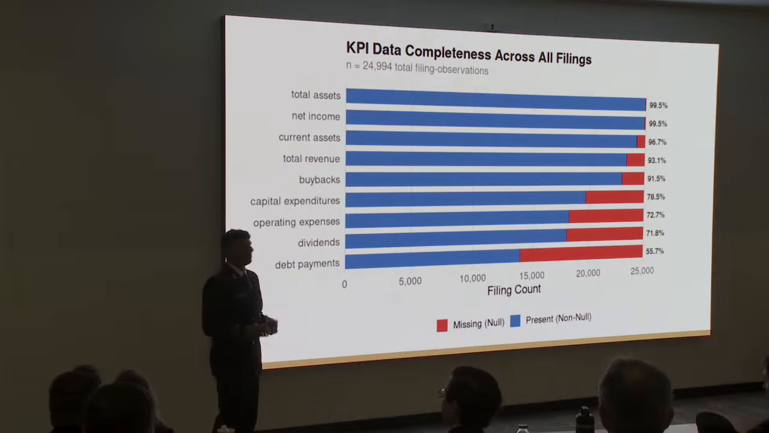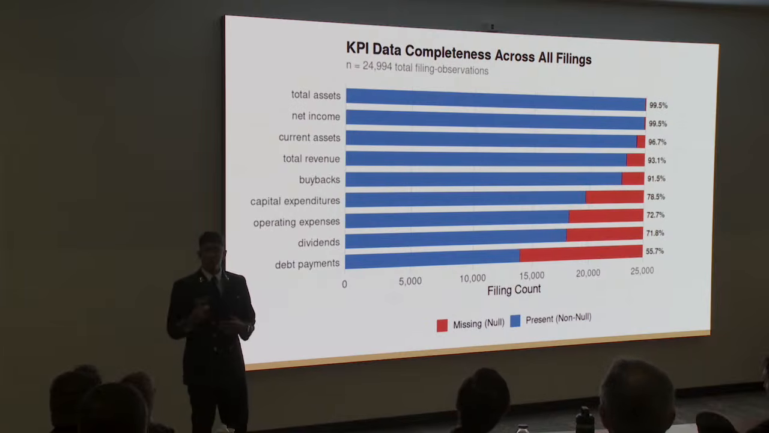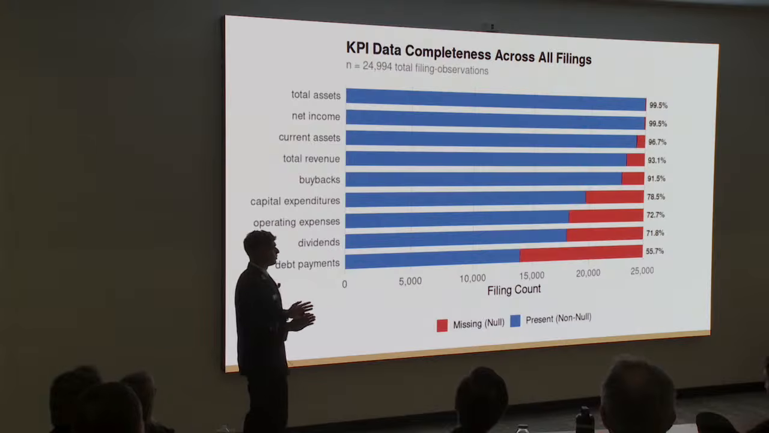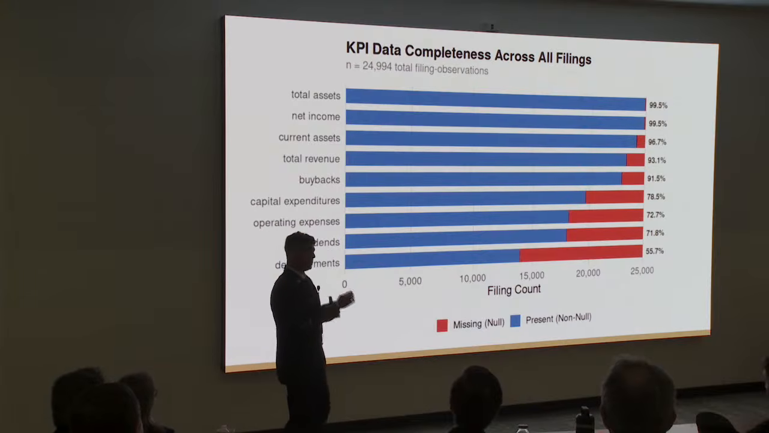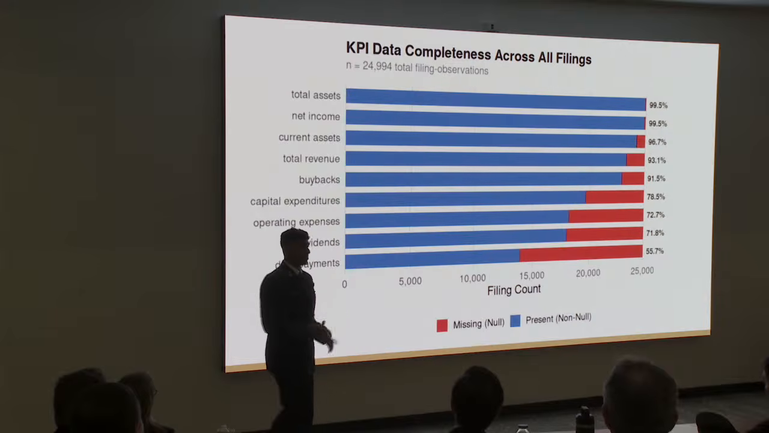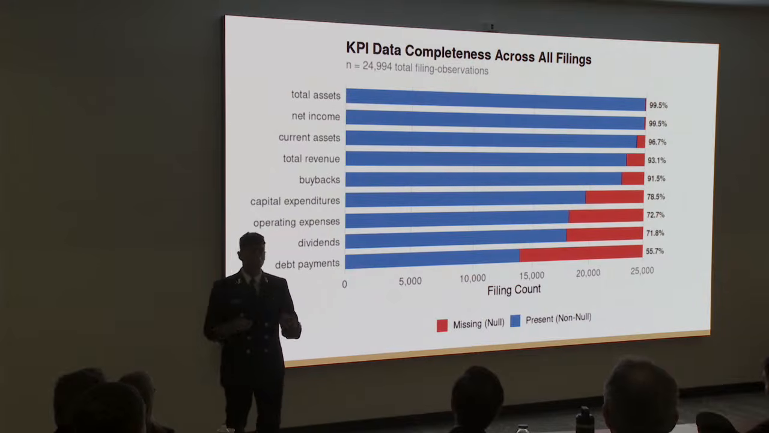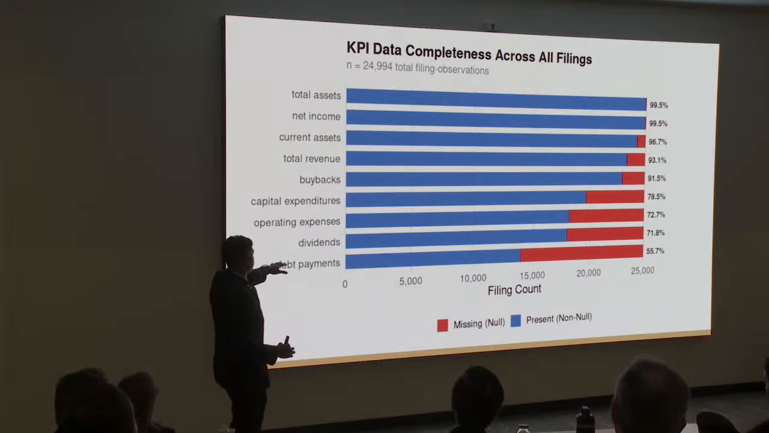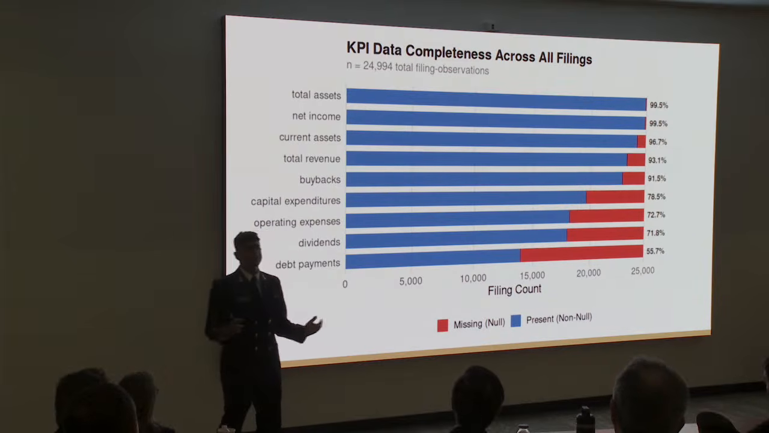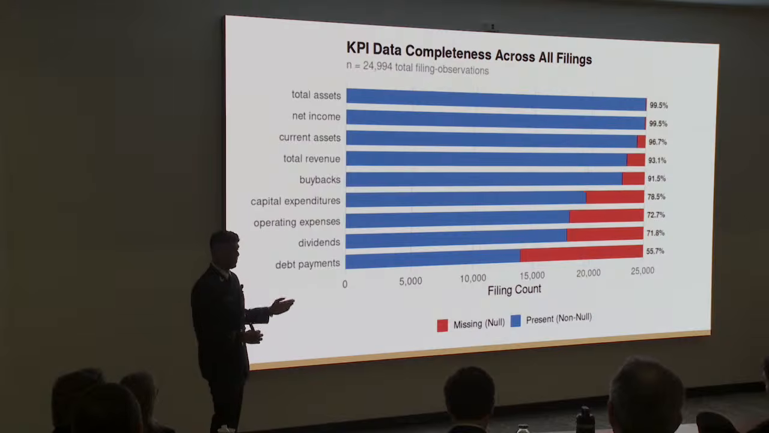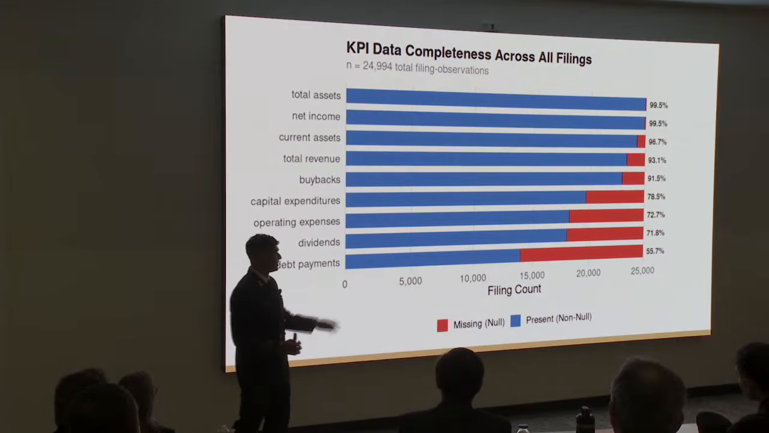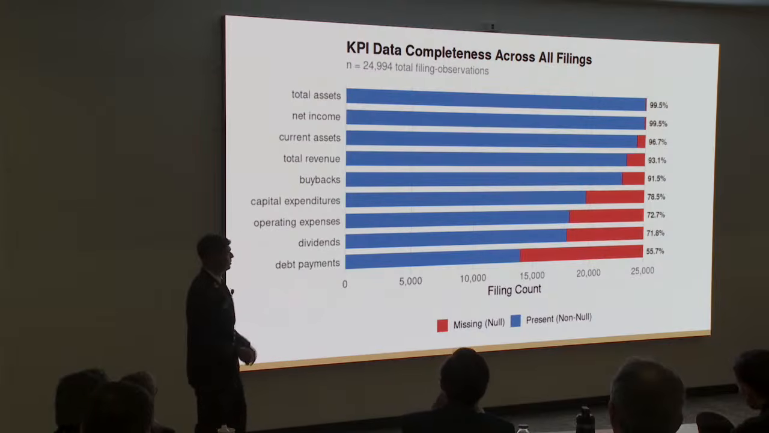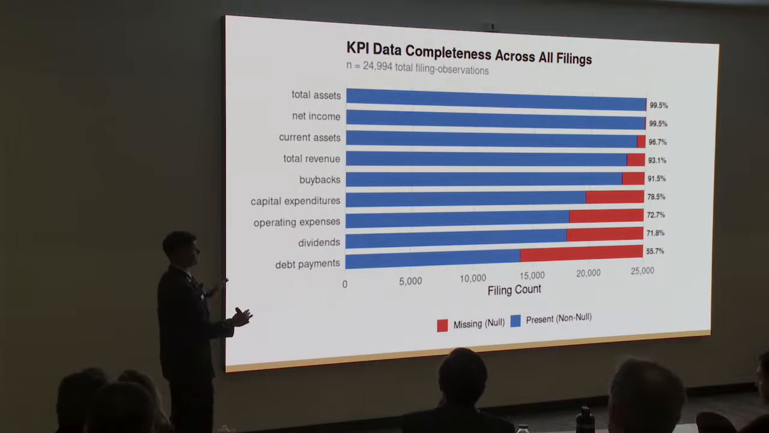But debt payments, because companies have different accountants, there's just such a wide range of how the accountants talk about debt payments that even the large language model couldn't figure out which one was debt payments. And then dividends was pretty low, but that's because not every company pays a dividend. For example, Apple from 1997 to 2012, they didn't pay a dividend, so that just shows as null. But we were confident with this completion percentage to move on with our research.